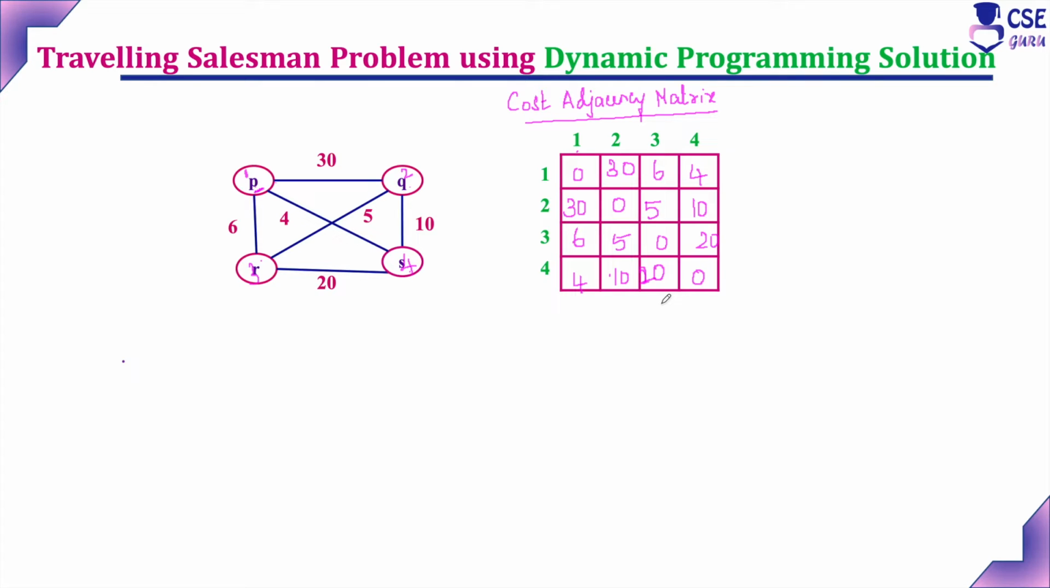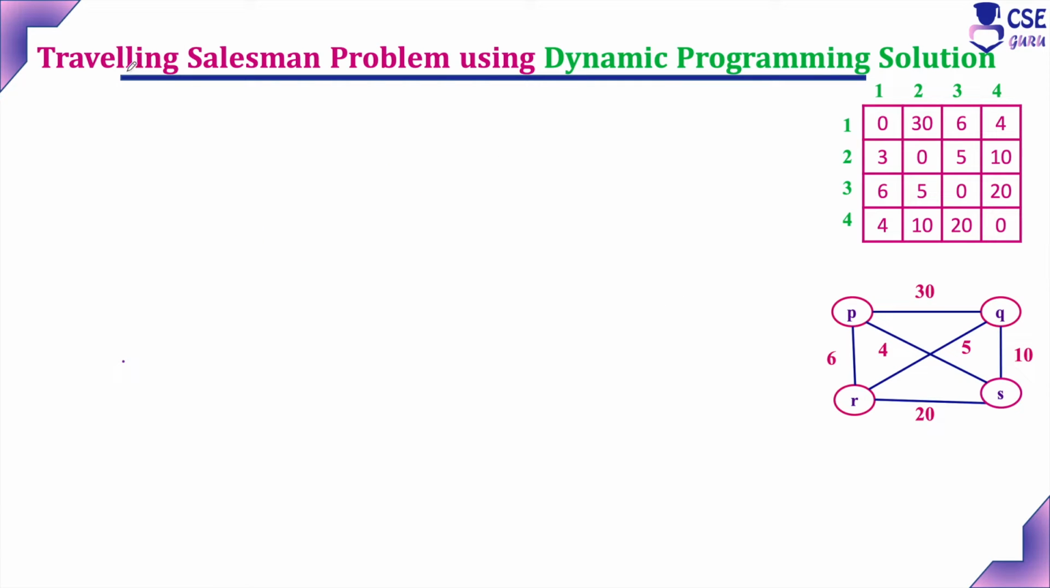With this cost adjacency matrix, we will solve the TSP using the dynamic programming approach. So what is the traveling salesman problem? The salesman has to start from one city, which is considered the source city. So this is 1, and we will consider 2, 3 and 4 for easy reference. The salesman has to start from one city and visit all other cities exactly once. And he has to return back to the starting city.